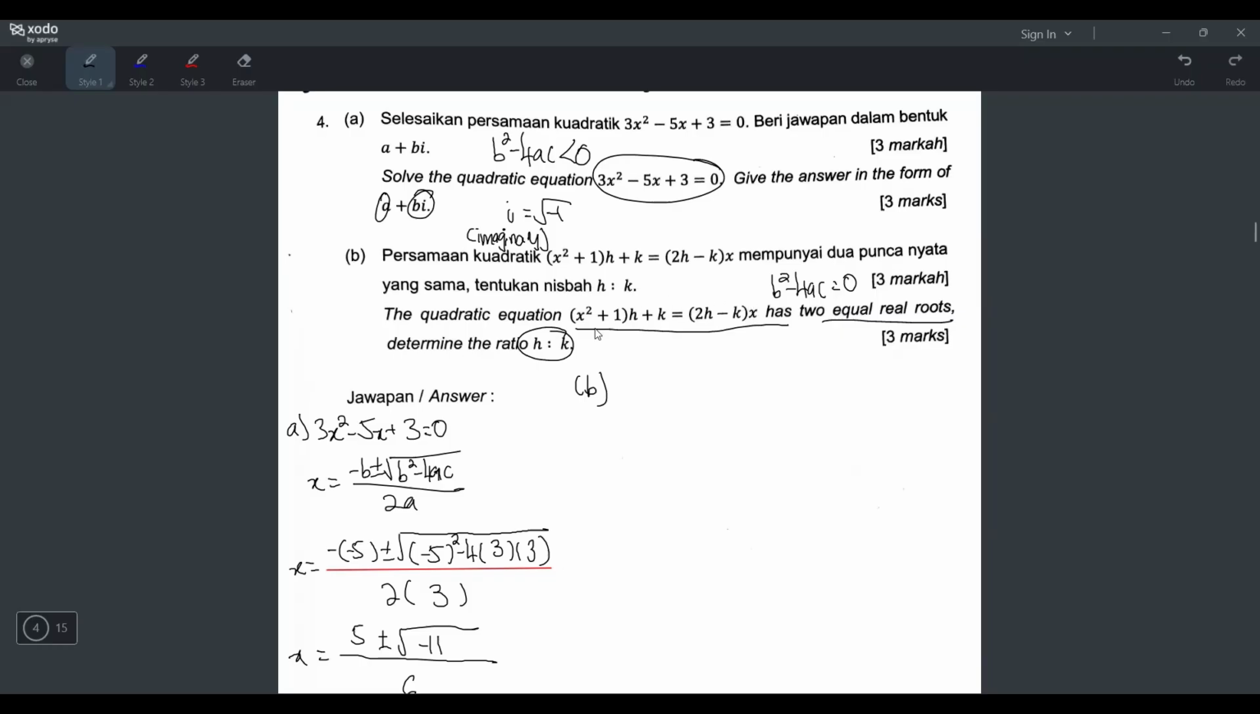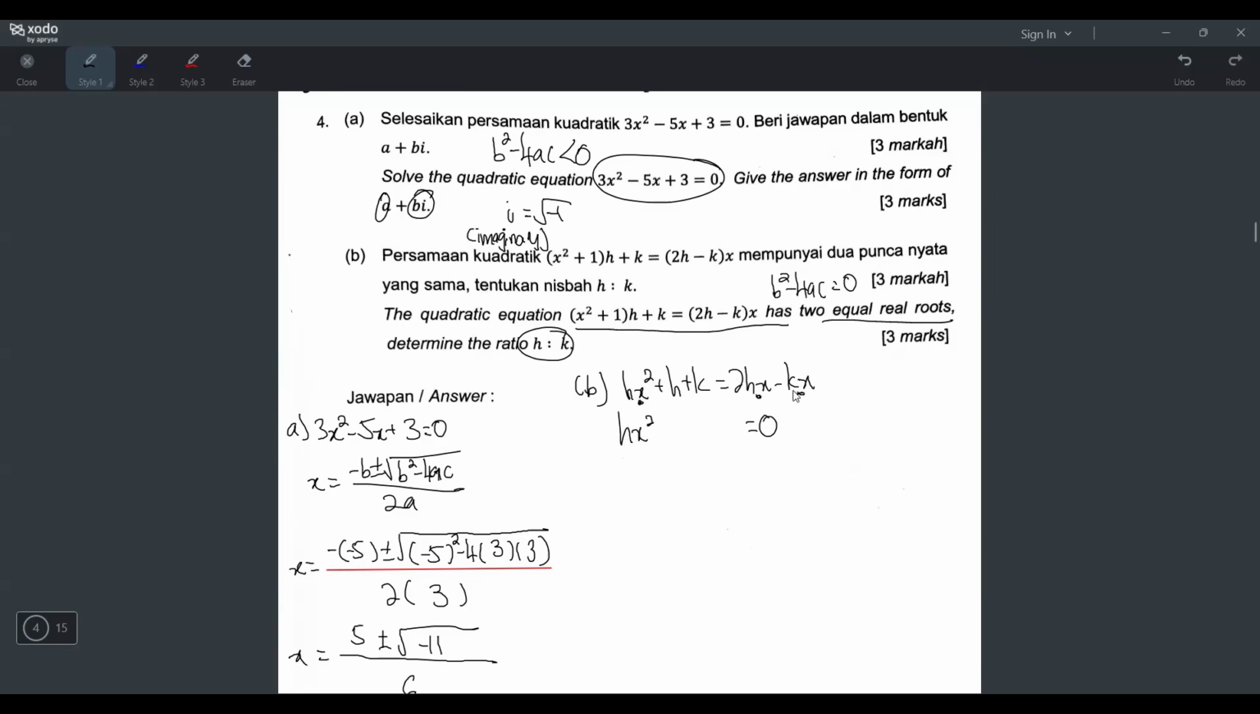But first, you have to arrange this equation first. You have to susun jadi general form. Dia mesti equal 0. Okay, what I will do is I will expand everything. So h times x square, hx square, h times 1, h plus k. This one I will expand also, 2hx minus kx, like this. And then since I want the general form, everything on one side equals 0 lah. So the hx square I will tulis dulu. Next one I have to write x.